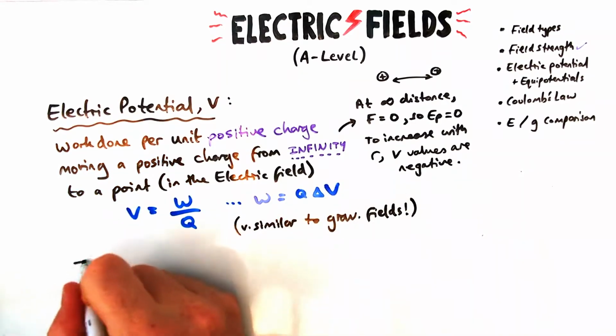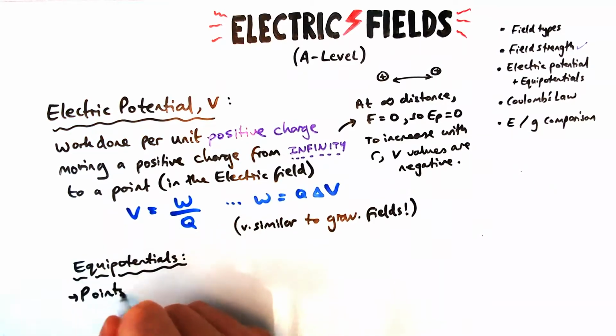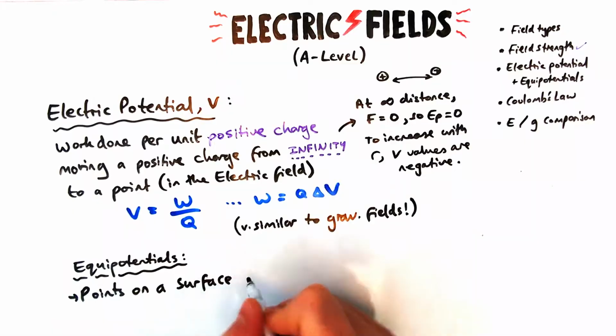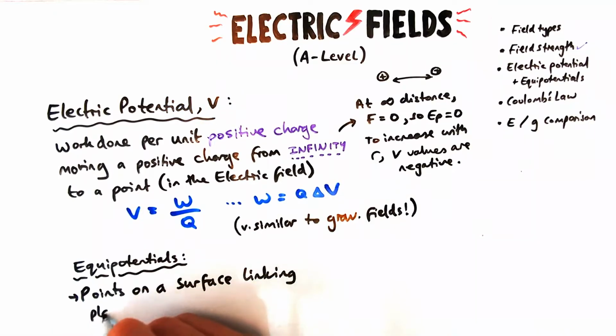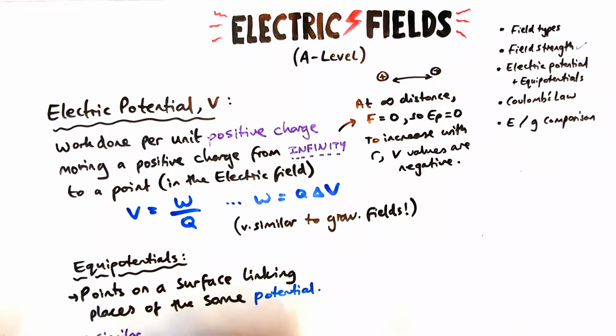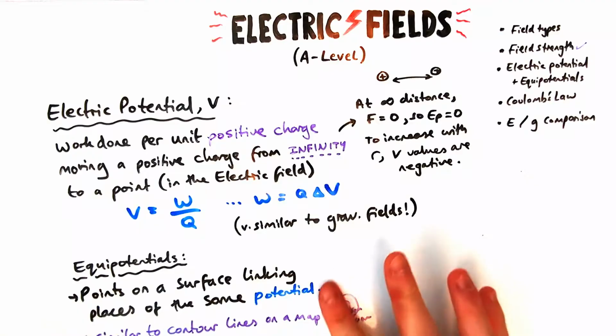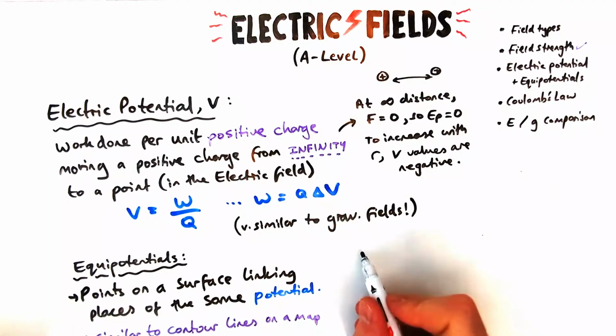And we can also talk about equipotentials here. The clues are in the name: equipotential, equal potential. Points on a surface, or it could be a line, depending on if it's 2D or 3D, that link together places of the same potential. The idea is they're similar to contour lines in geography, on maps, linking places of the same altitude. This time it's just areas of the same potential.